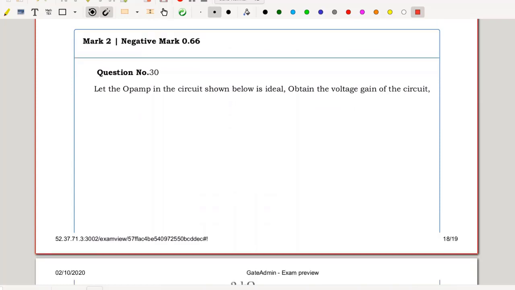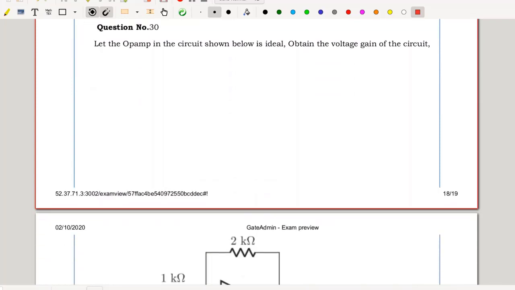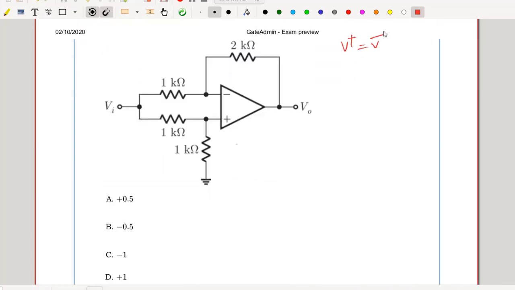Question number 30. Let the op-amp in the circuit shown below be ideal. Obtain the voltage gain. V plus equal to V minus is valid. So I'll have Vi here divide equally between equal resistors. I will have Vi by 2 here. And my V out is available here, and this is my Vi node.